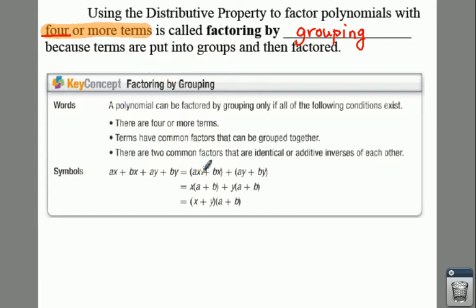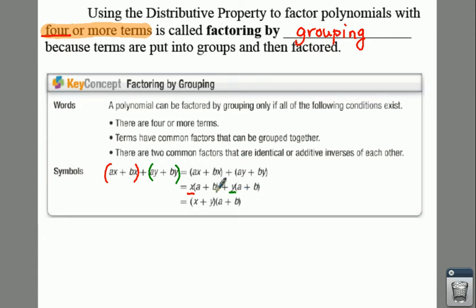So there's a little key concept here. It shows you if you have AX plus BX plus AY plus BY, if you group the first 2 together, and then group the second 2 together, you'll notice that they have something in common. The first group, AX plus BX, they each have an X in common. So if you factor an X out of each of those, you have an A plus a B. In the second group, they each have a Y in common. And they each have an A plus a B left over.